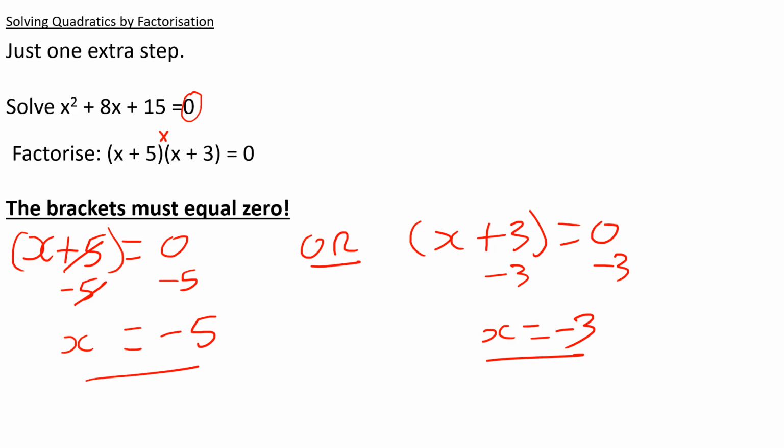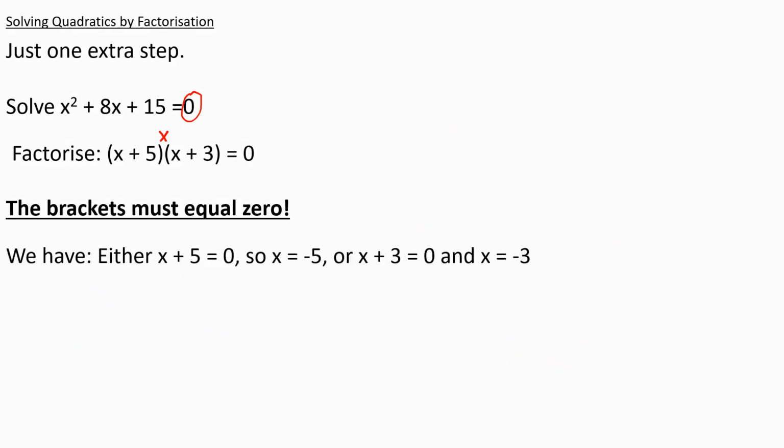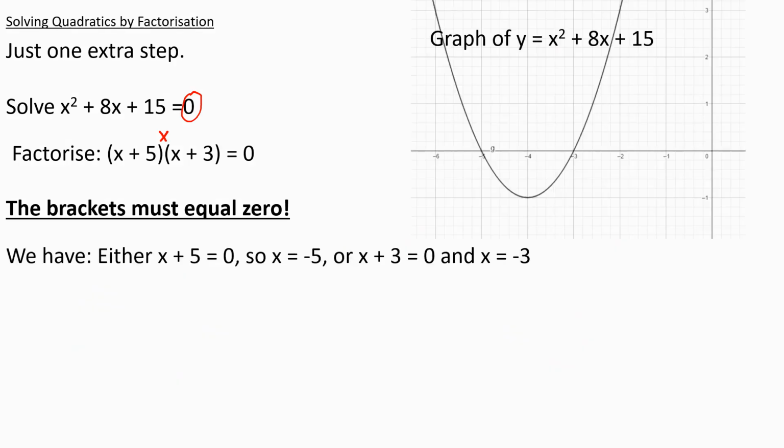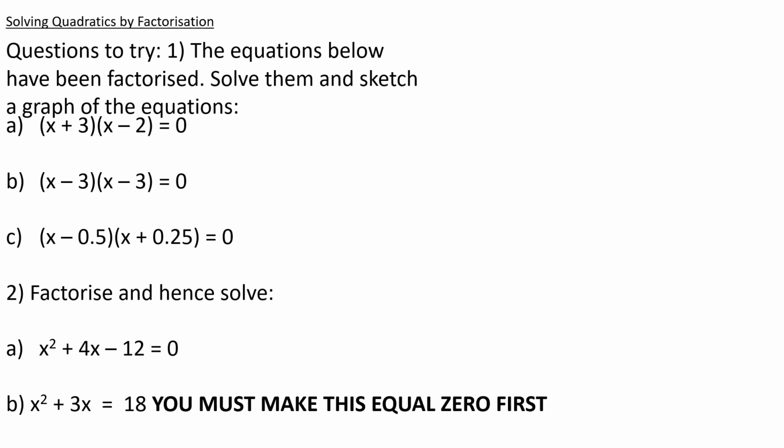You might be a bit confused that there were two answers, but a quadratic equation or a quadratic expression, if I draw it as a graph, looks like a curve. And it's possible that it hits the x-axis in two places. This is why there are two possible answers. And in this case, the graph will look something like this. If you notice, the graph cuts the x-axis at x equals minus 5 and x equals minus 3, which are the solutions. Here are some final questions for you to try.